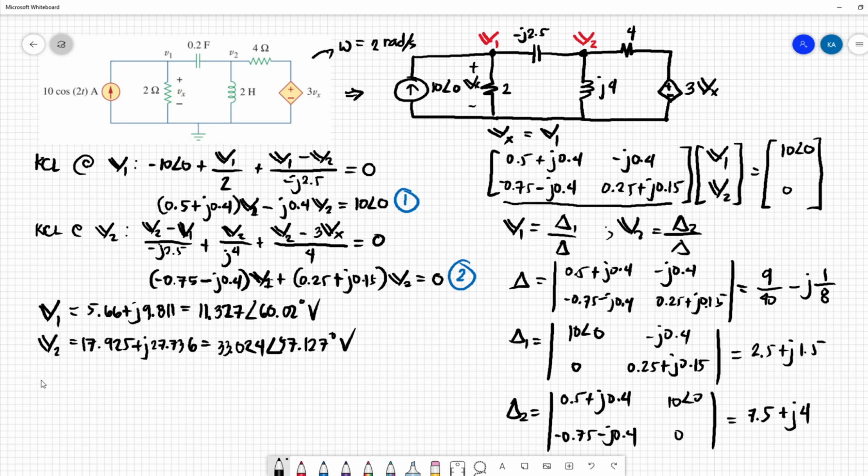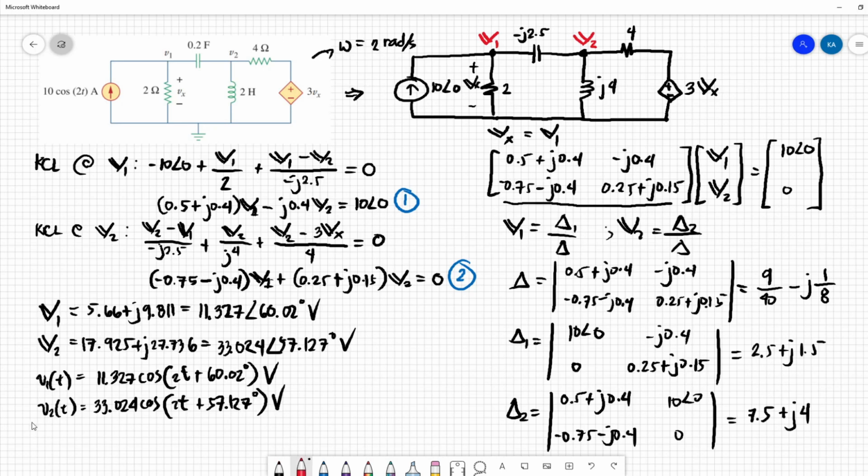So lastly, converting into time domain, V1 is just equivalent to 11.327 cosine of 2t plus 60.02. Then for V2, we have 53.024 cosine of 2t plus 57.127 degrees. So we have our final answer.